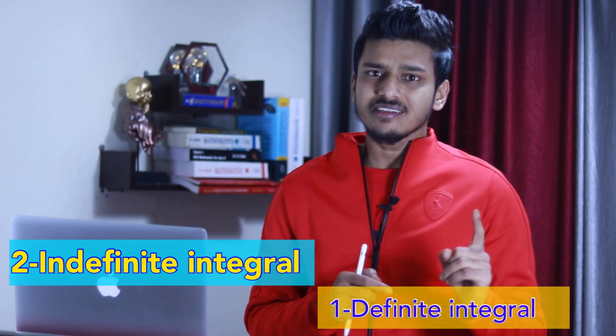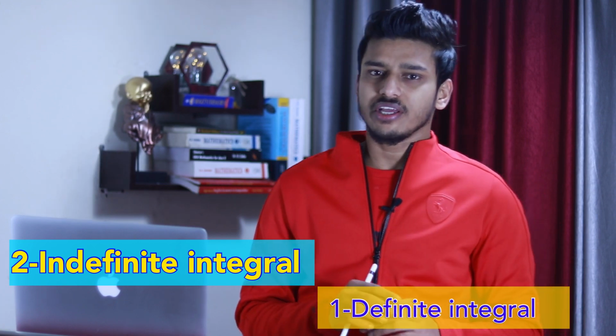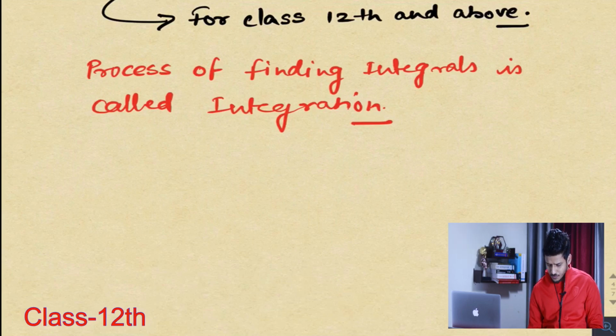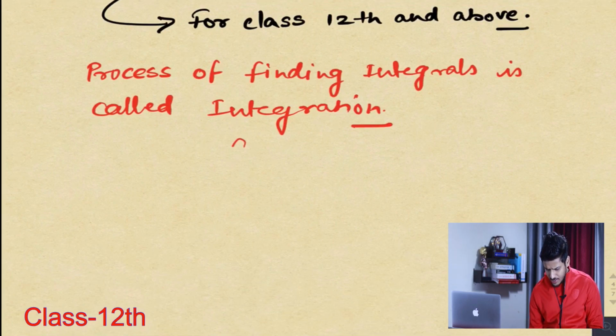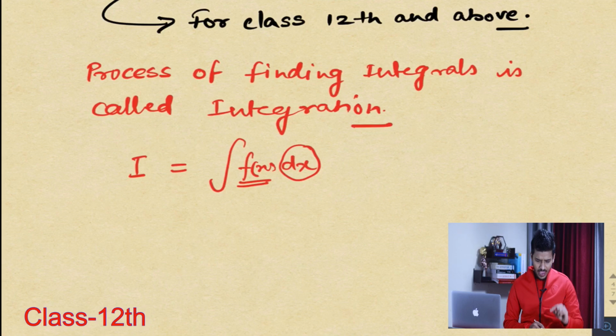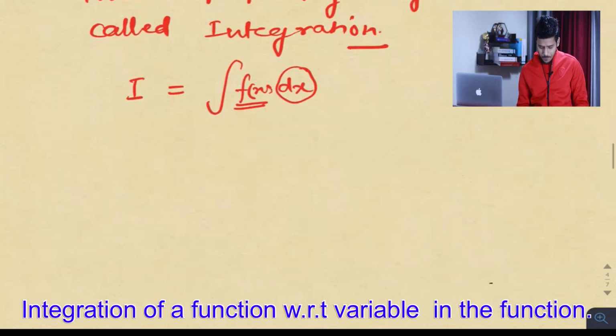There are basically two types of integrals. One is definite integrals and another is indefinite integrals. In this lesson we are going to study the basics of indefinite integration. Integration can be written symbolically in the form of integral f(x) dx. This is integration of f(x) with respect to x, the variable in that function.